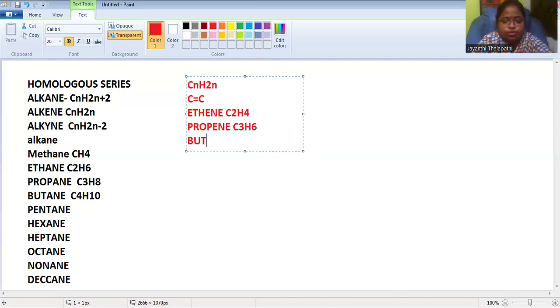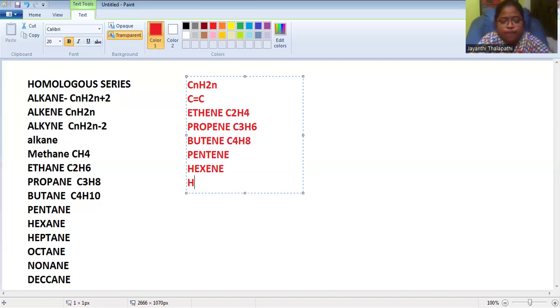What is next? Butene, with C4. They might ask you, under alkene, what is the fourth compound? It is not butene. Since it has 4 carbon atoms we might write butene, but under alkene there is no methene, so the fourth compound will be pentene. Keep that in mind. Hydrogen for C4 will be 4 into 2, 8, so C4H8. And pentene will be C5H10.